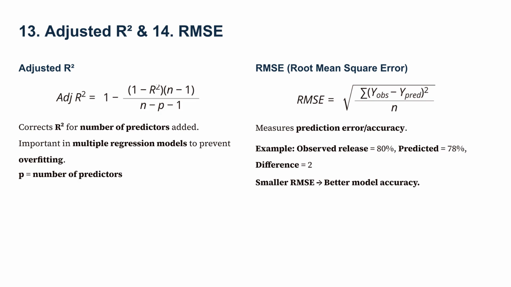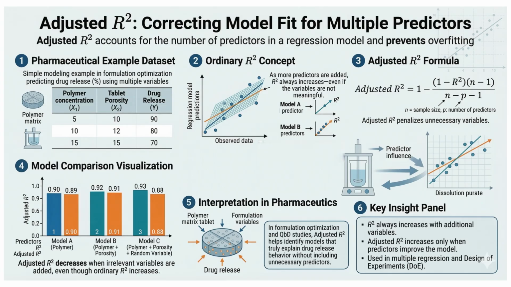Adjusted R-squared corrects R-squared for the number of predictors, helping prevent overfitting in multiple regression. RMSE, or root mean square error, measures prediction accuracy, where a smaller RMSE indicates a more accurate model. This visual summarizes the measures of model adequacy. R-squared measures overall model fit, while adjusted R-squared accounts for multiple predictors. RMSE measures the average prediction error, ensuring the model's predictive power is reliable.